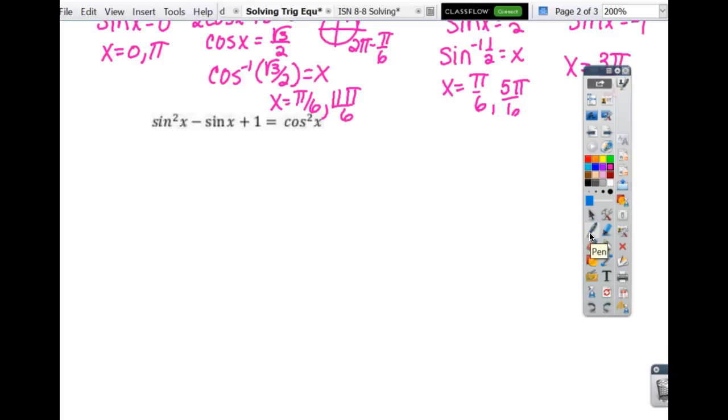So the first thing you want to do when you're doing this is you have to get it set equal to 0. So I want to move the cosine over here. So I get this.